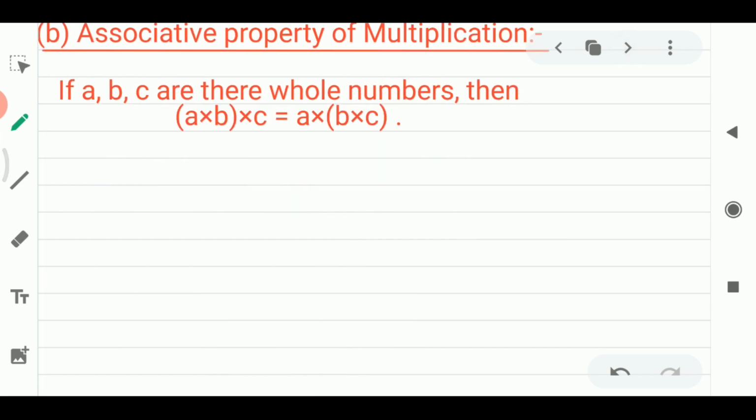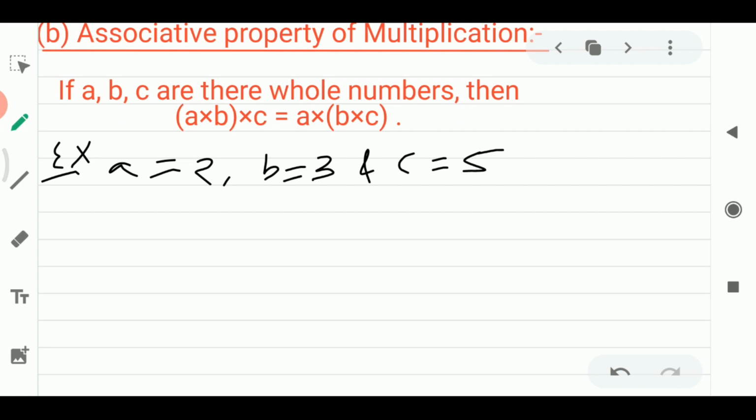Then associative property of multiplication. If a, b and c are three whole numbers, then if we first multiply a with b, then multiply c, it is the same as if we multiply b into c first, then we multiply a. Okay, so let a is equal to 2, b is equal to 3 and c is equal to 5.